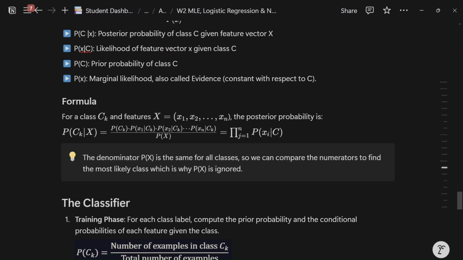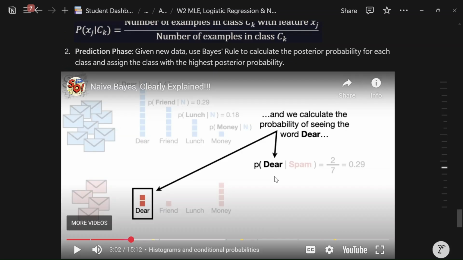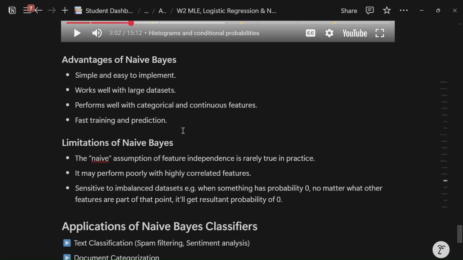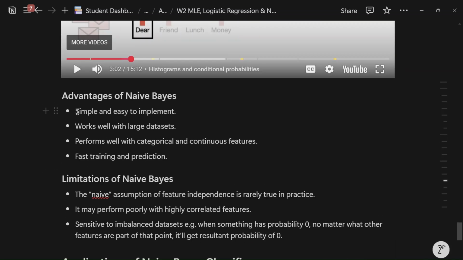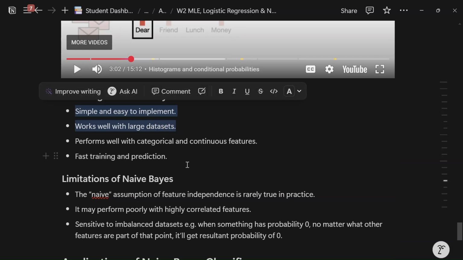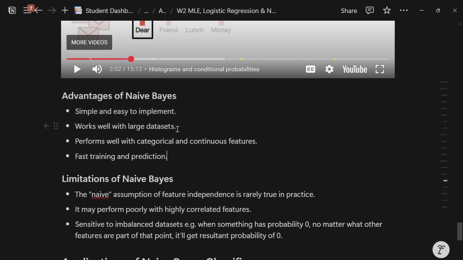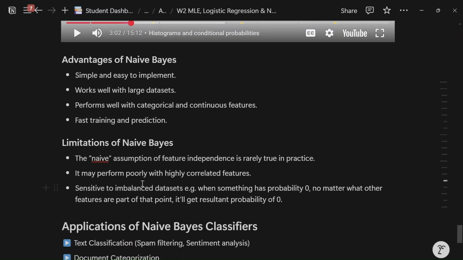The advantages of naive Bayes. That's here. It's essentially the common sense ones. It's just simple and easy, which is what I mentioned at the start. Because of the naive assumption, it works well with large data sets, performs well on categorical and continuous features, and has fast training and prediction.